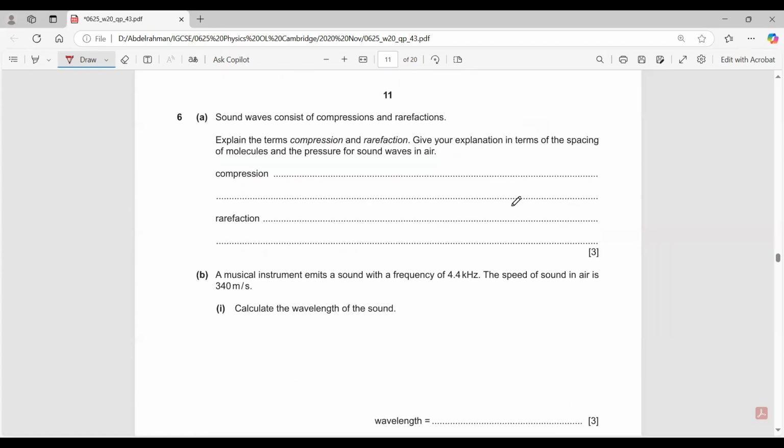Sound waves consist of compressions and rarefactions. Give your explanation in terms of spacing of the molecules and the pressure. So basically the spacing in the compression. What happens to spacing? Molecules are closer together, and the pressure increases. The pressure increases above the atmospheric pressure, to be honest. It is slightly greater than the atmospheric pressure.